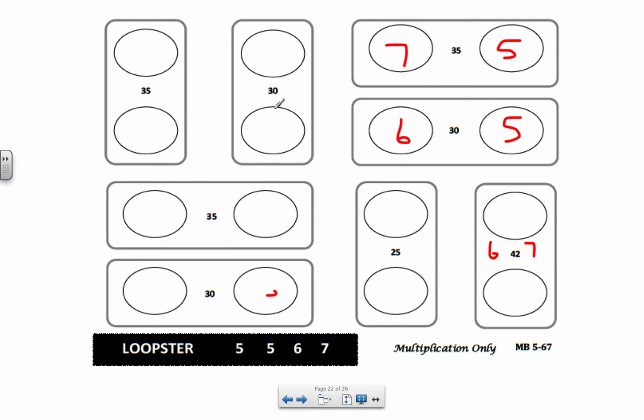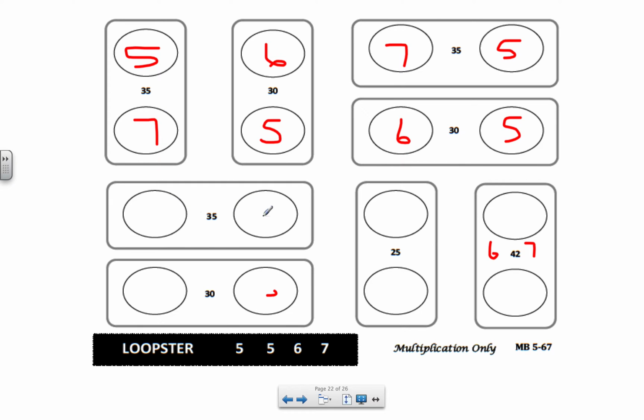Let's see. Ooh, look in the second row. I already used a 6 here, so I can't have a 6 here. This has got to be the 5. This is the 6. Now, looking across my first top row, I used my 6, my 7, and one of my 5. So here's another 5. 5 times what is 35? 7.